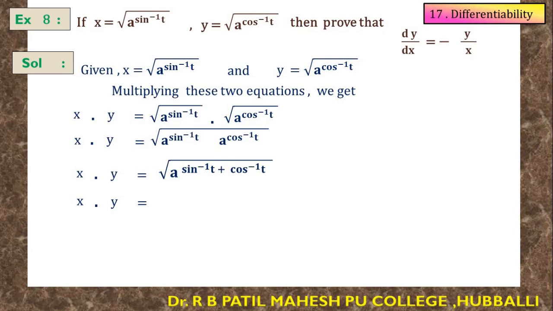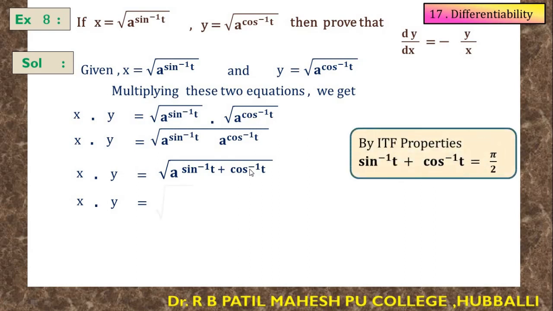Now in the inverse trigonometric topic you learned that sine inverse t plus cos inverse t, this addition is given by pi by 2. Therefore it is written as a raised to pi by 2. Now I differentiate this equation. This becomes simple. x into y is equal to root of a raised to pi by 2. This is a constant now. So on the left side it is x into y, that is a product. So using the product rule you have to write the derivative.